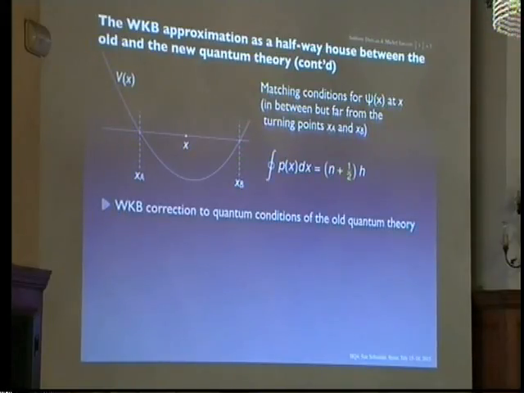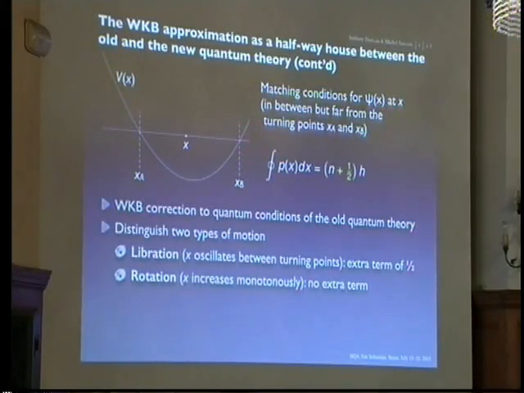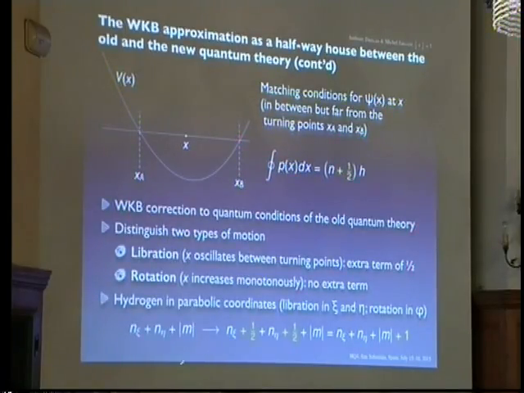You get it twice because this extra factor comes up every time you have what is called a libration, where you have an oscillation between two turning points. You don't get it when you have what's called a rotation, where the thing just keeps increasing. So if you think about psi, eta, and phi, the motion in psi and eta is a libration, the motion in phi is a rotation. Okay? And so before, this was just the principal quantum number, but now this picks up a half, this picks up a half, and 1/2 plus 1/2 equals 1.